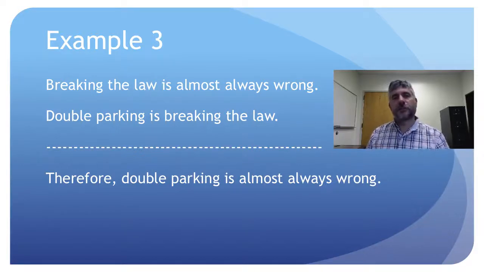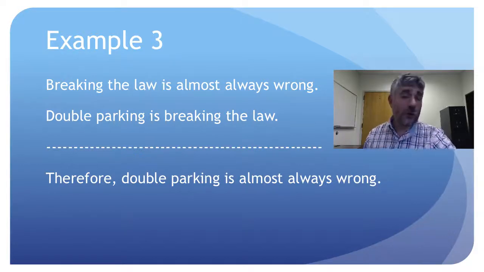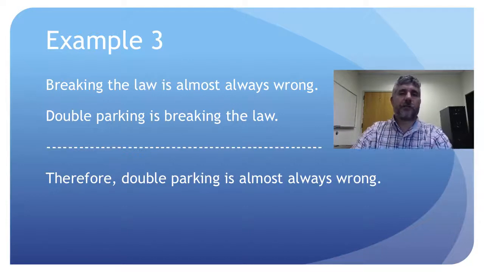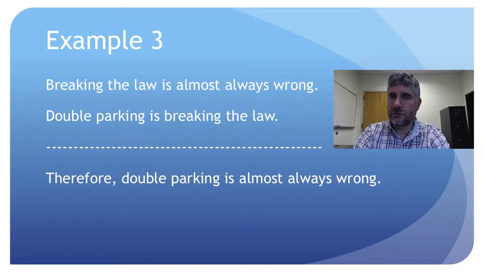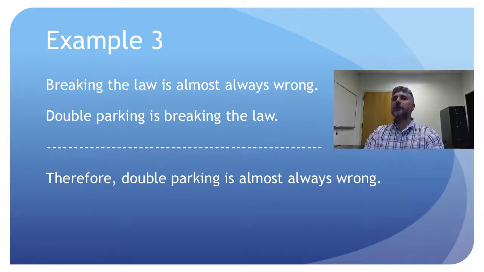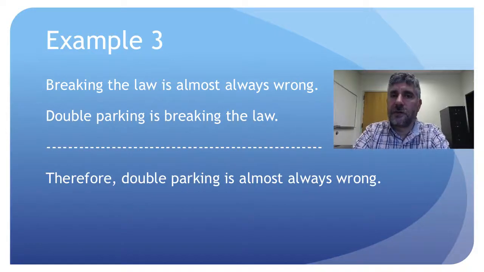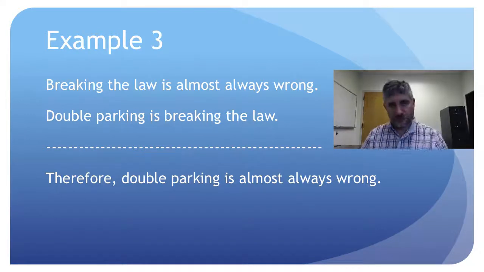So if premise 1 were to say breaking the law is always wrong, then there would be a counterexample to premise 1. But premise 1 doesn't say that. Premise 1 says breaking the law is almost always wrong. Now, how do you produce a counterexample to a claim of the form almost always? Well, the answer is you don't. Because even if you produce an example of a case where breaking the law is not wrong, that still doesn't show that it's false, that breaking the law is almost always wrong.